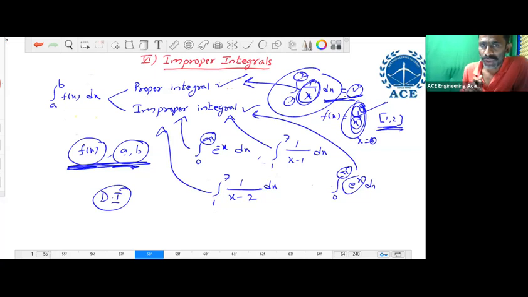But if it is an improper integral, the value of the improper integral may or may not be finite. The value of the proper integral is always finite, but the value of the improper integral may or may not be finite. That is why in the improper integral case, we check the convergence, divergence of the improper integral. That is, we check whether the given improper integral is convergent or not. So we'll discuss about the convergence of improper integrals in this topic.